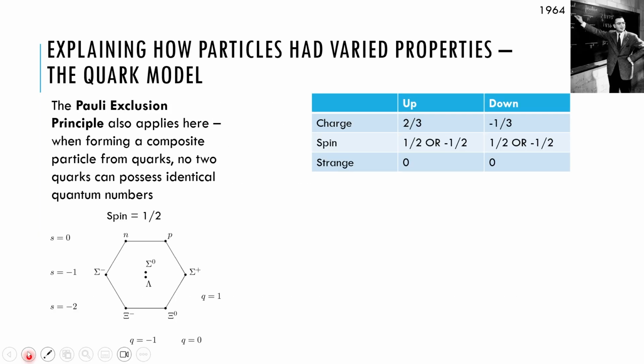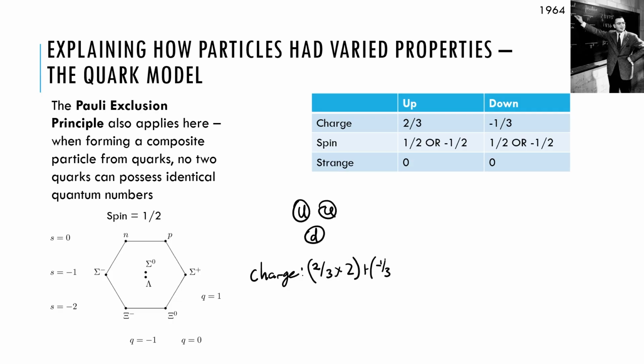So let's apply some of these ideas to build some protons and neutrons. Again, we have to remember that the Pauli exclusion principle applies when forming composite particles from quarks. Let's start with the proton. As identified before, protons are built from up and down quarks, and they have charge of 2/3 and -1/3 respectively. Now, there is only one way to combine these quarks together and form a particle which has a charge of +1, the charge of a proton. And this is achieved by combining two up quarks and one down quark. Two charges of 2/3 plus a charge of -1/3 gives us in total a charge of +1.